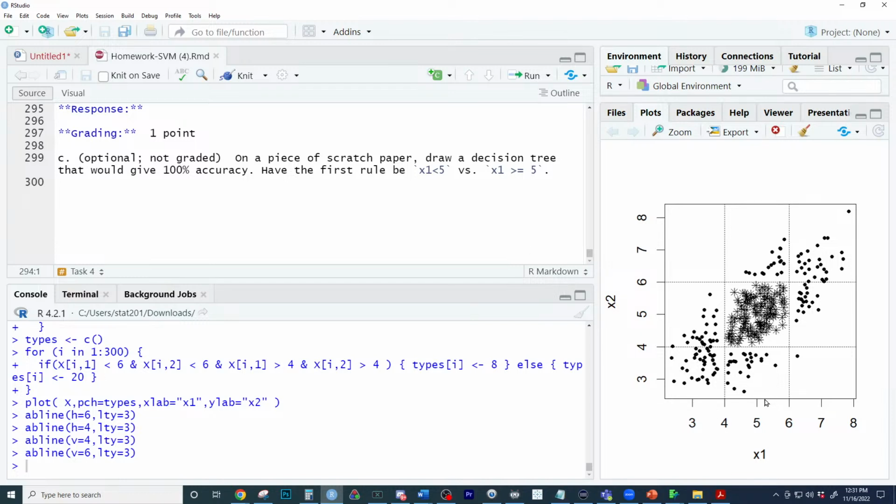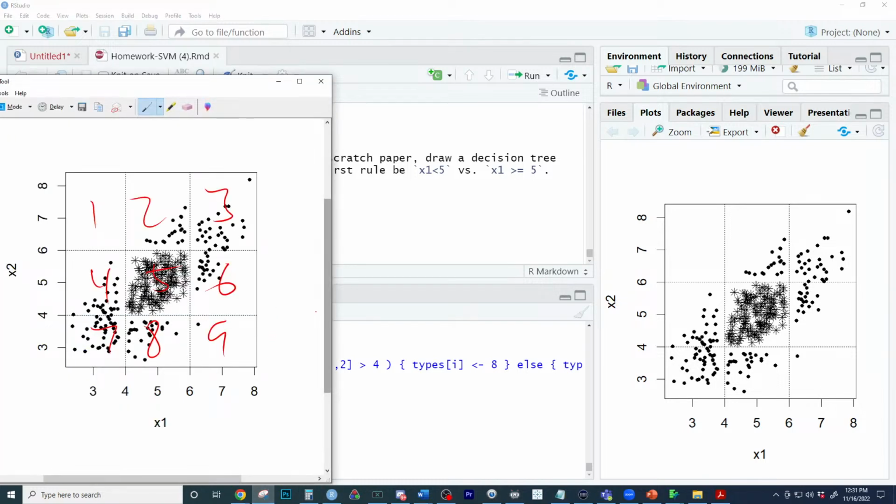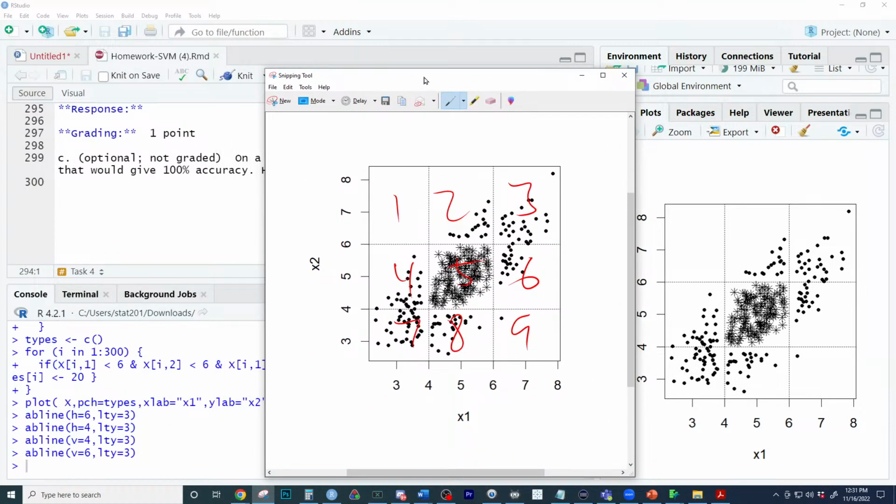On an optional, not graded, I think it's pretty easy to do. Like if you want to draw this out, it's not graded. Not graded. Why would we? No one's gonna do it. Here, I'll do it then. You ready? Tree-based model. Since it's not graded, I'm just gonna go ahead and do it.